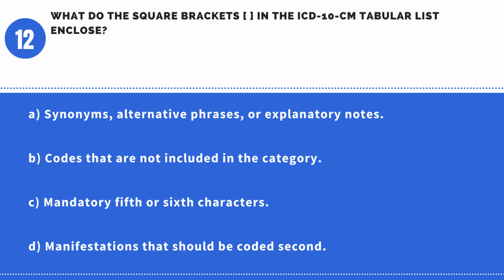Question 12. What do the square brackets in the ICD-10-CM tabular list enclose? A. Synonyms, alternative phrases, or explanatory notes. B. Codes that are not included in the category. C. Mandatory fifth or sixth characters. D. Manifestations that should be coded second.